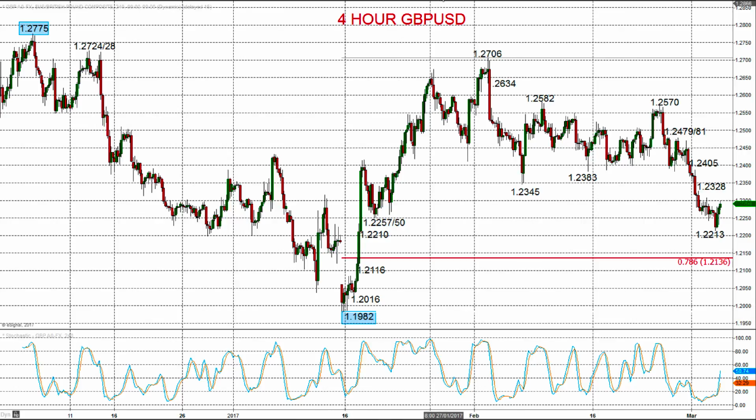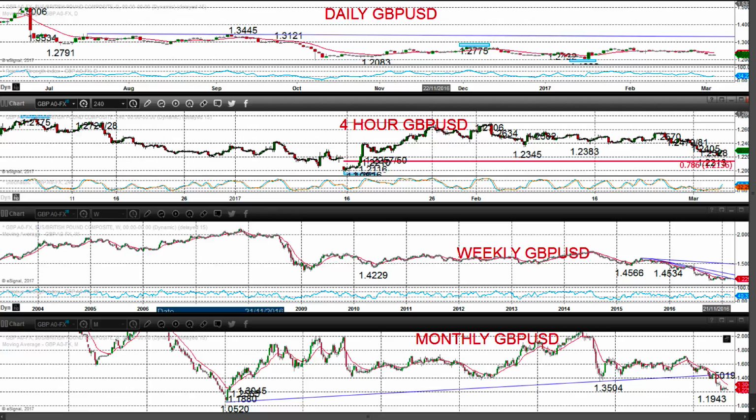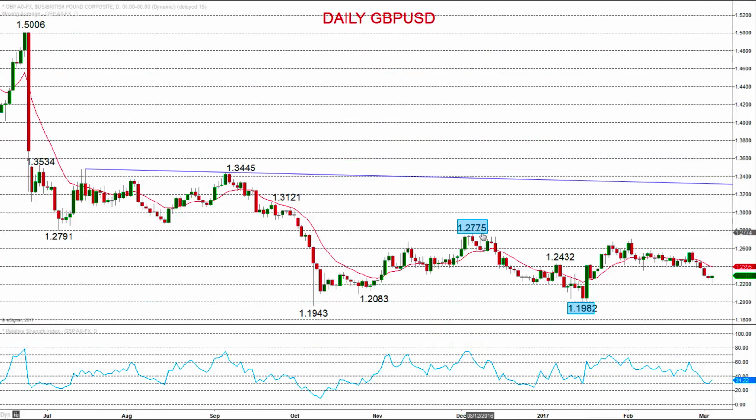If we go out to the broader chart again for cable, defined by that 1.2775 to 1.1982 range, all the threat is down to 1.1982, and maybe now a more bearish shift, certainly looking to the lower end of the range.